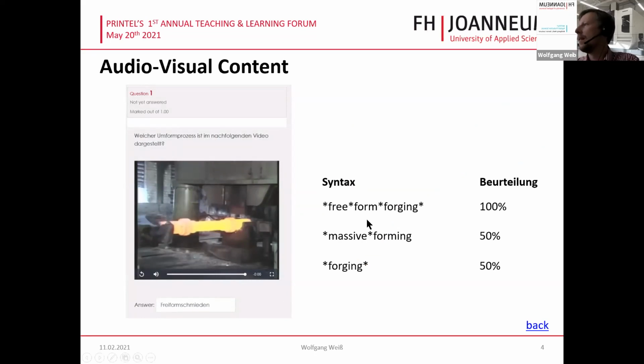based on a scheme like here with a syntax with asterisks, giving you the freedom of asking for specific answer wordings, and you can also present the evaluation, sorry for the German wording here, in a way you want to do it. For example, for the full answer of free-form forging, the student will get 100% grade. In this case, it's 1 point.